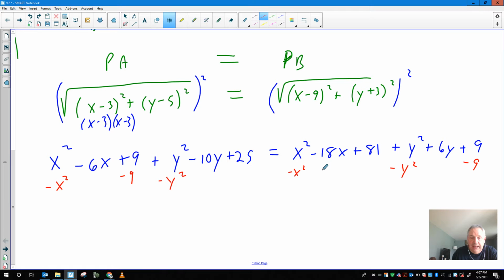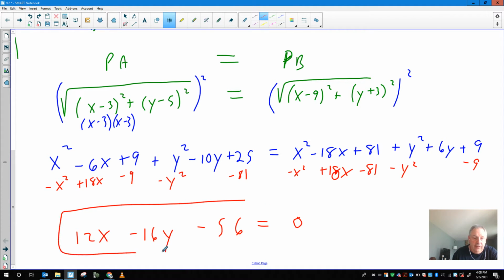I can add 18x. You don't have to show all this, but if I add 18x to both sides, I get 12x. If I subtract 6y, I won't show that, but if I subtract 6y, I get negative 16y. If I subtract 81 on both sides, that gives me minus 56, and that's going to now equal 0 because I got rid of everything on this side. So that's how the book will leave this equation. Looks different than how we left them before, but just so your answers match what they have in the back of the book, that's how they leave that.